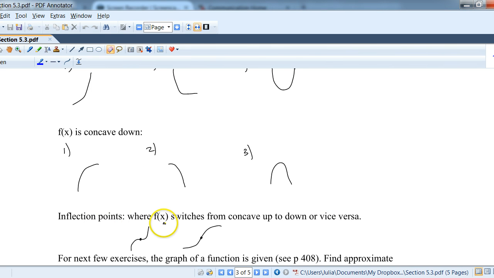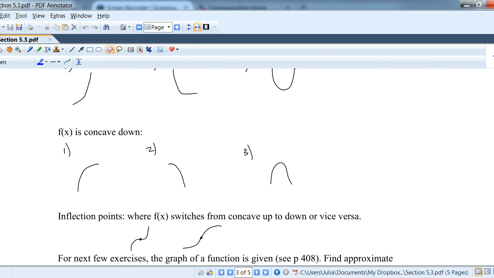Inflection points are where the function switches from concave up to down or vice versa. So for example, you may start with concave down and then all of a sudden switch right at this point. Visually we can see this is where the inflection point is, so it switches to concave up, or vice versa. Start with concave up, reach this kind of point, and then become concave down.